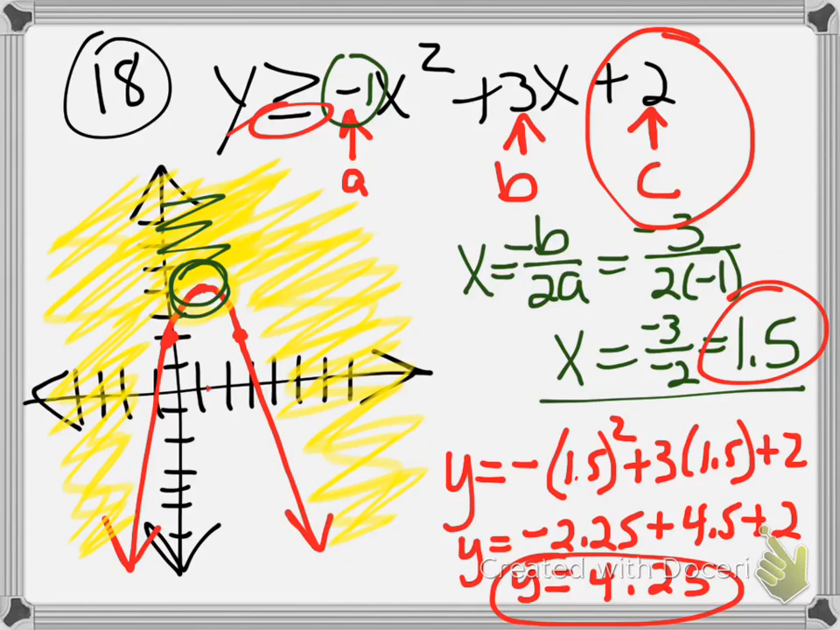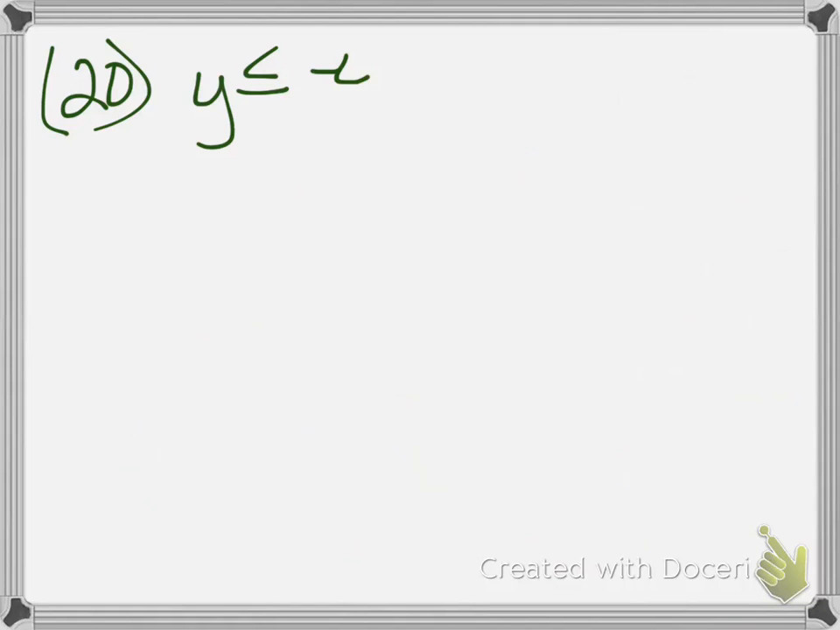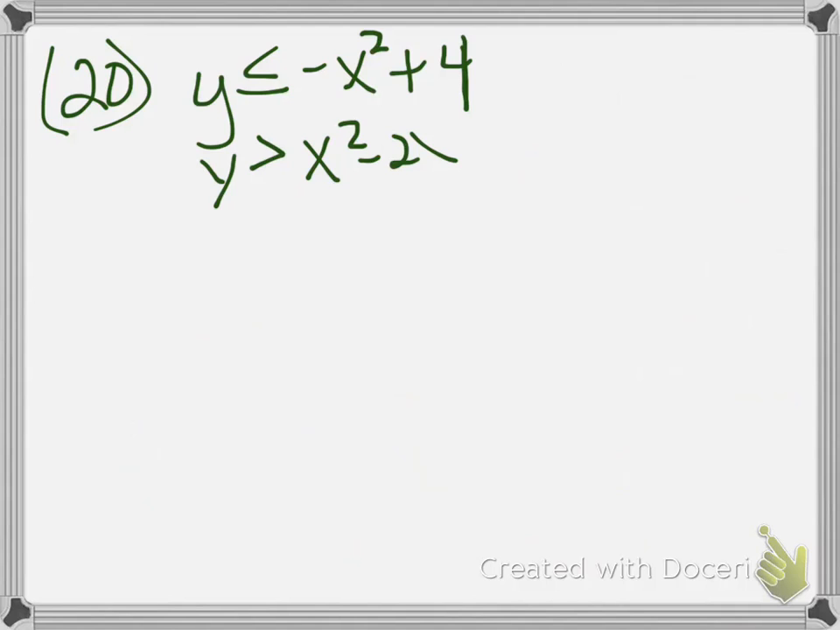Now number 20 is also a shading problem, but we have 2 equations this time. Y is less than or equal to negative x squared plus 4. And then I also will have y is greater than x squared minus 2x minus 3. And I'm not that concerned with whether it's a solid line or a dotted line. I'm more concerned with whether or not you can graph it.